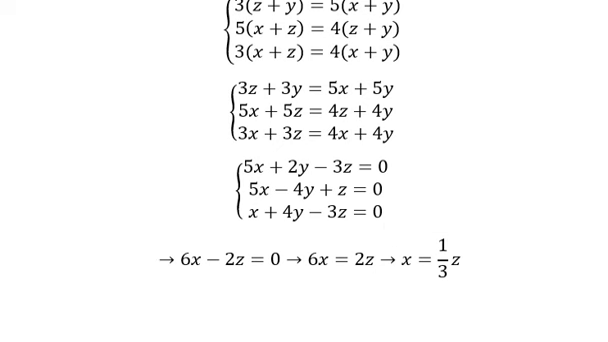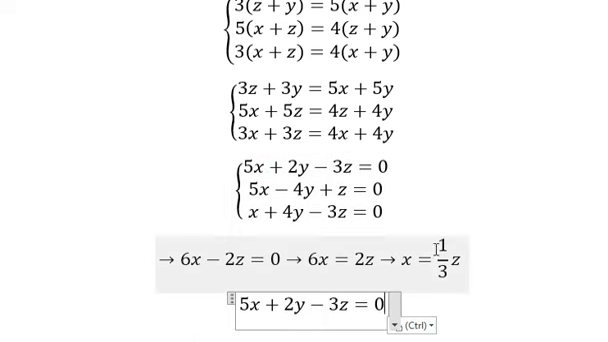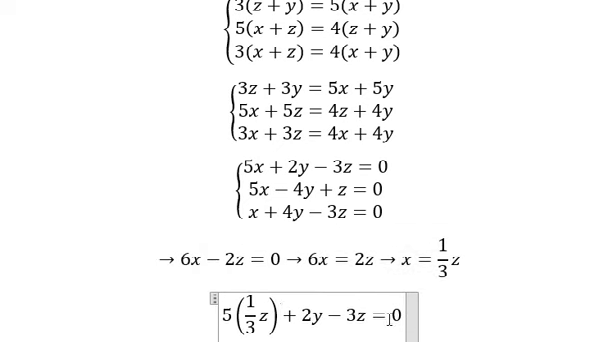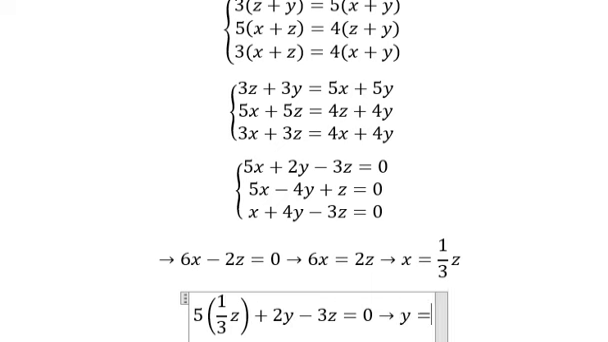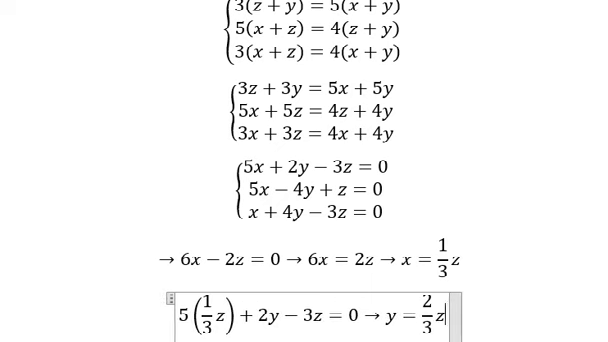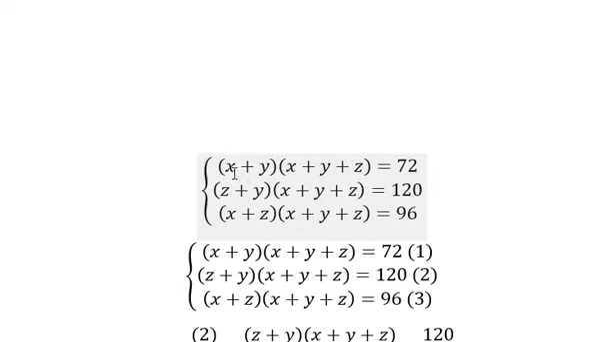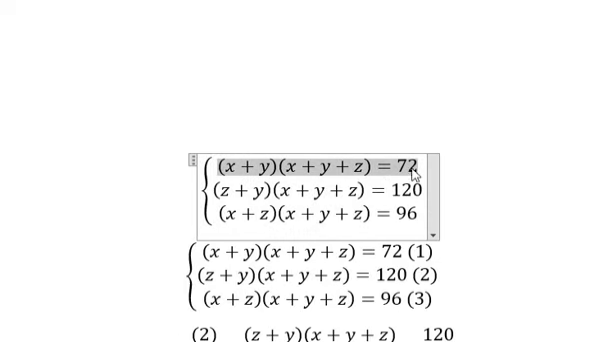Next, after you get this one, we can put this one in here. Now we change x into this one, and now we can find the value of y equals 2/3 z.